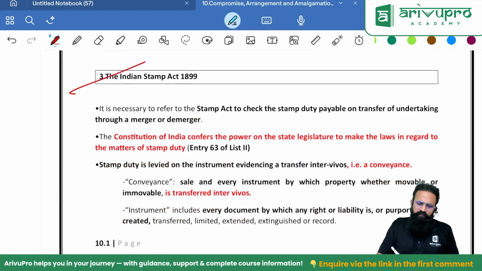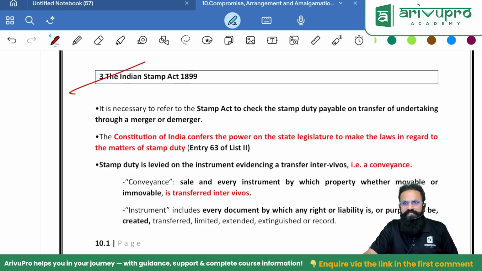Correct? And the next one was the Indian Stamp Act. What is the Indian Stamp Act? Whenever there is a transfer of property, that is a conveyance deed, we know for sure that it is subject to stamp duty. You need to pay. But the question was whether the court's order, that instrument of the court, is considered a conveyance deed. If yes, you need to pay stamp duty. If no, there is no need of paying stamp duty.